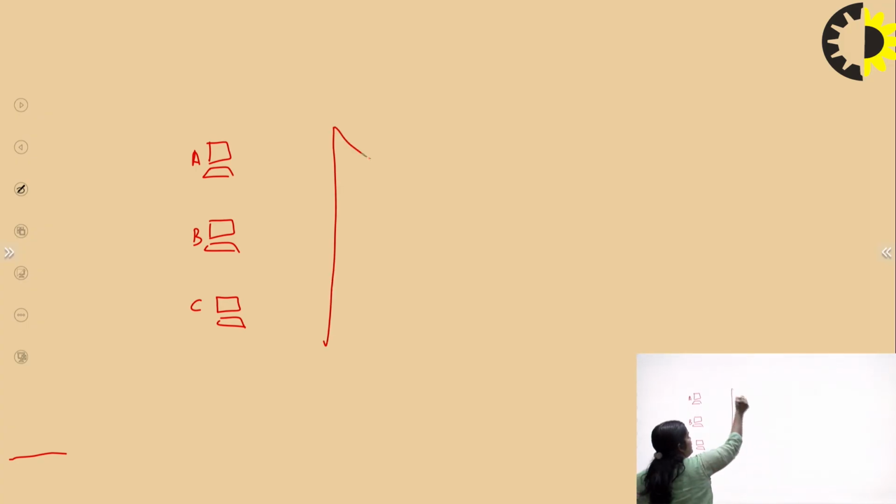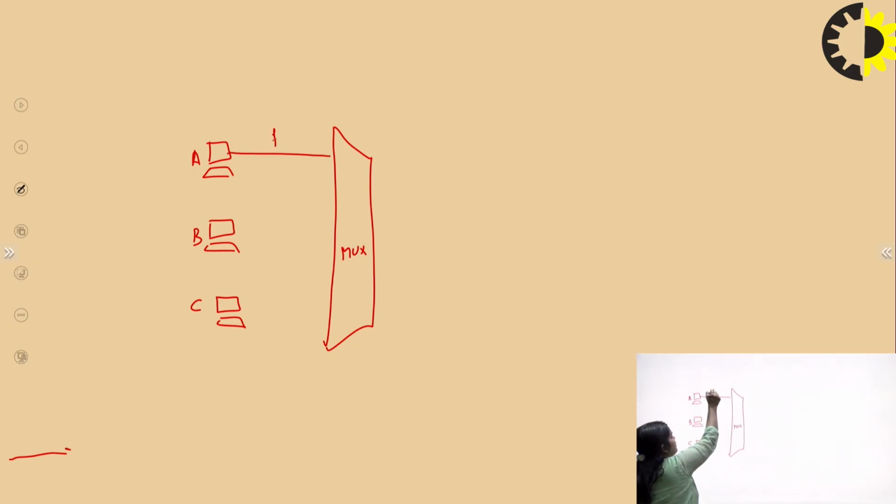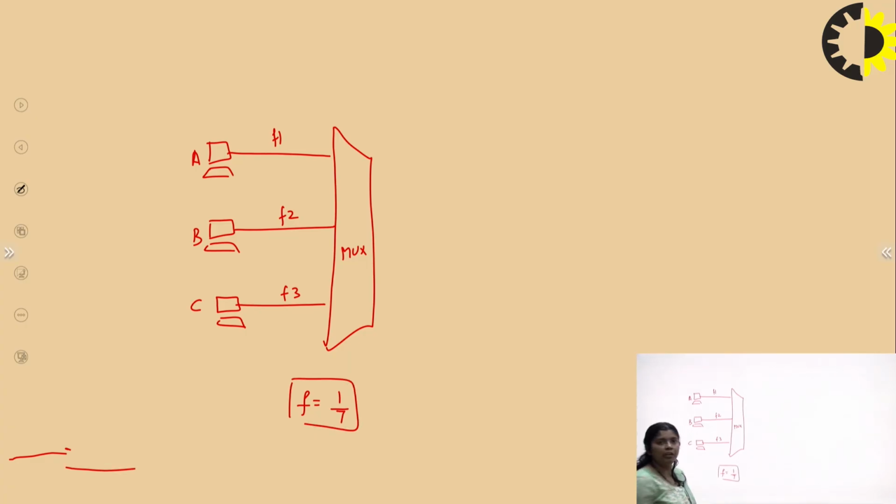Suppose there are multiple stations named A, B and C, and there is a multiplexer. A generates the F1 frequency, B generates F2 and C generates F3. Frequency is the number of cycles completed in 1 second. As you know, frequency is F equal to 1 upon T.